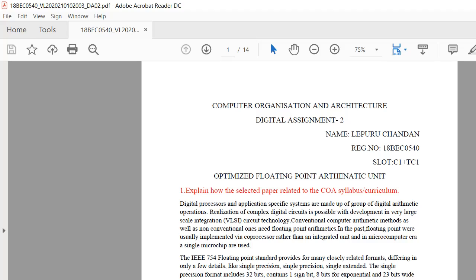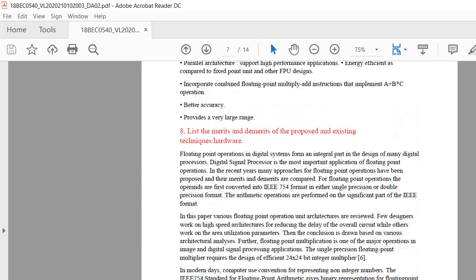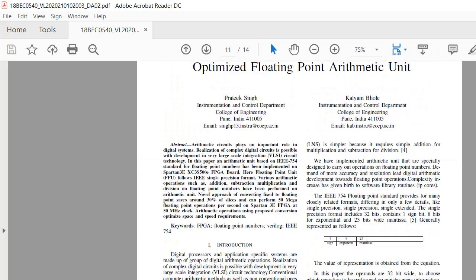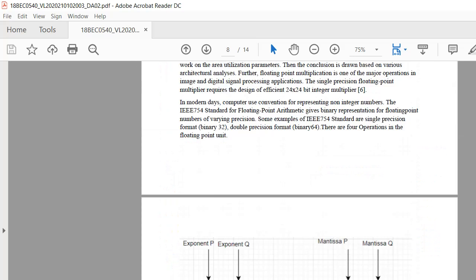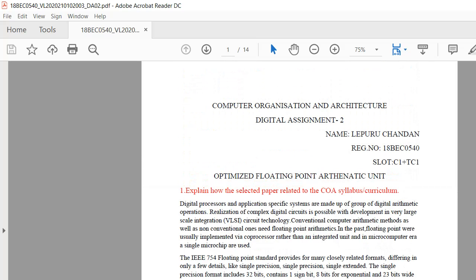My topic is optimized floating point arithmetic unit. For this, the reference is taken from the paper published by Pratik Singh, Instrumentation and Control Department. So this is also when it comes to the explanation of questions. First, how this paper is related to the current COA, Computer Organization and Architecture syllabus.